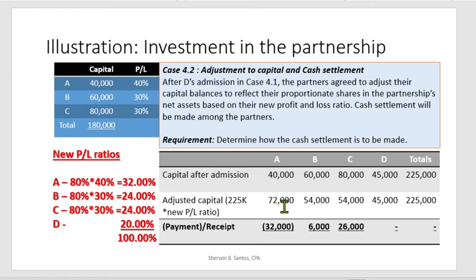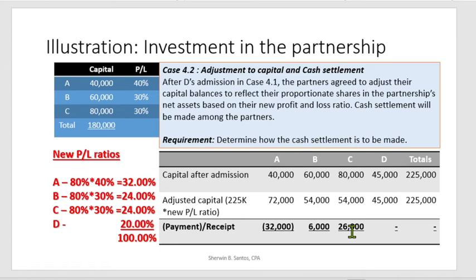So, anong gagawin dyan? So, since 32% ang new profit and loss ni A, dapat magdagdag pa siya ng 32,000. So, magbayad siya ng 32,000. Then, kay B naman, 60 ang kanyang capital pero ang based on the new profit and loss ratio, ang adjusted capital niya ay 54,000 so makakatanggap siya ng 6,000. Ganon din kay C at 26,000. So, by looking at this, we determine the cash settlement between the partners. So, how do we journalize the transactions?